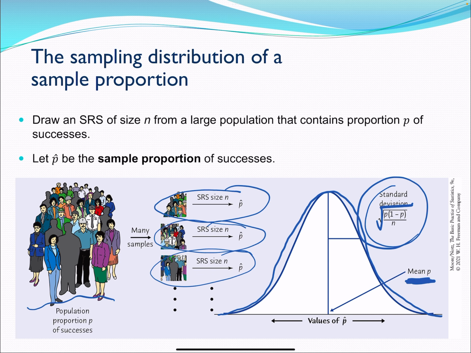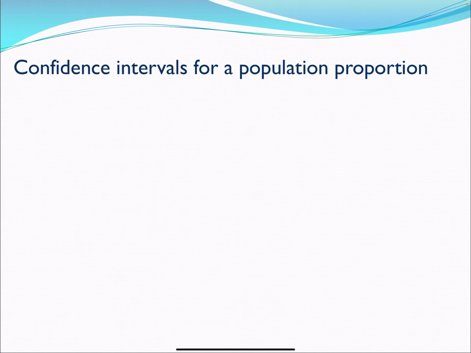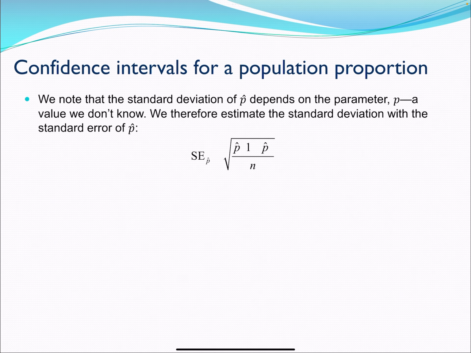So how do I conduct a confidence interval? The first thing we need to note is that the standard deviation of p hat depends on the parameter p, a value which we don't know. So we can estimate our standard deviation with the standard error of p hat. Remember, standard error before, when we were working with means, was the standard deviation divided by the square root of n. Now our standard error is the square root of p hat times 1 minus p hat over n.